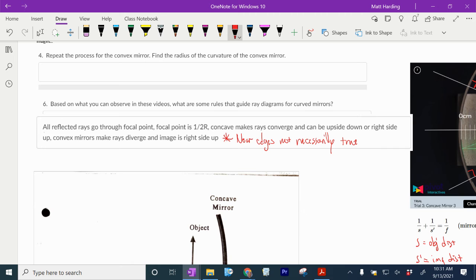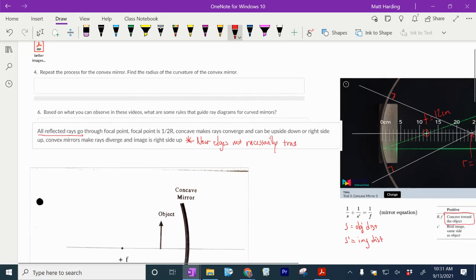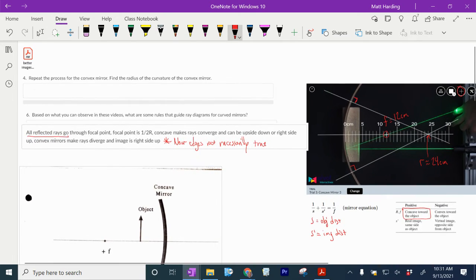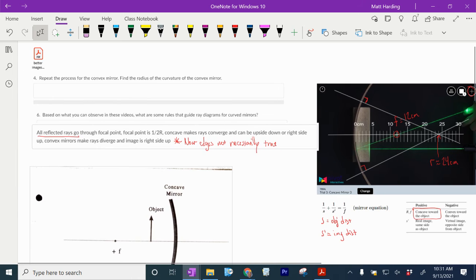I guess this is the bit that I'm keying in on. All reflected rays go through the focal point. They do in this video because what's true of all the inbound rays? Parallel rays, yeah. So I would just make that revision. All parallel rays. So I would say all parallel rays are reflected through the focal point.